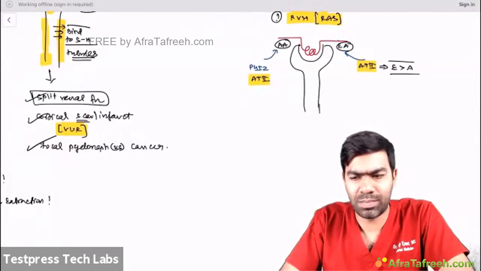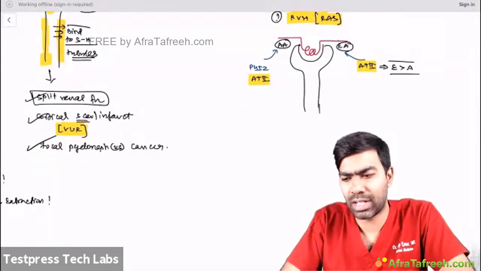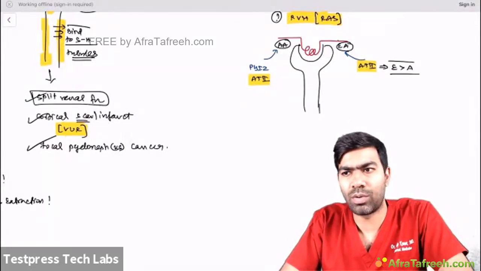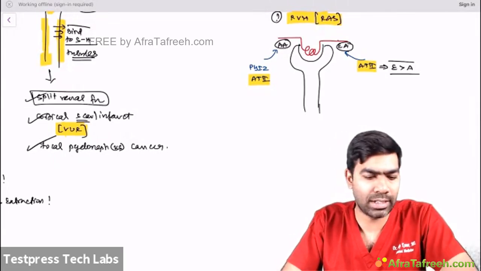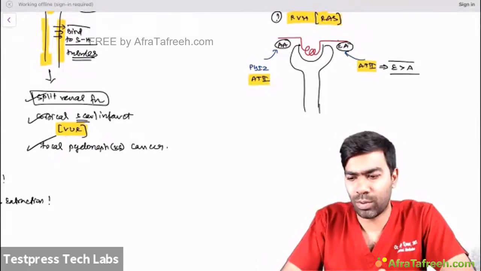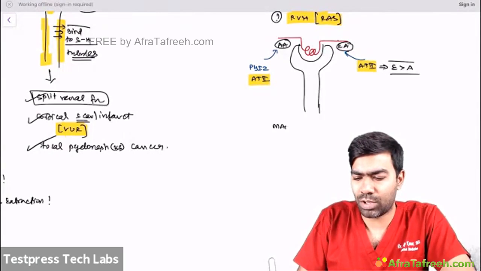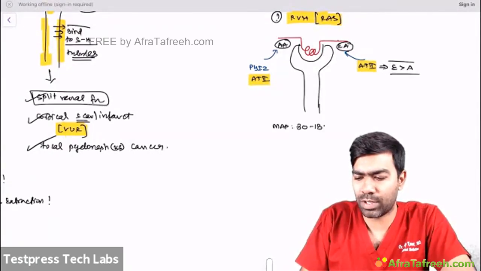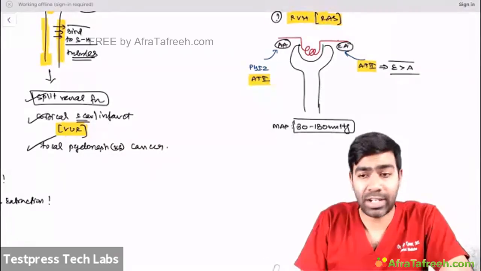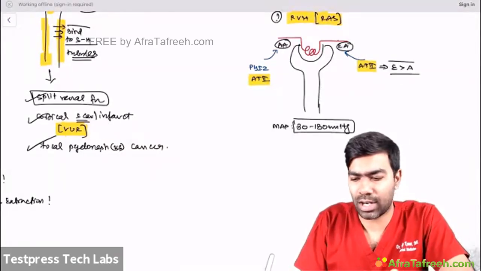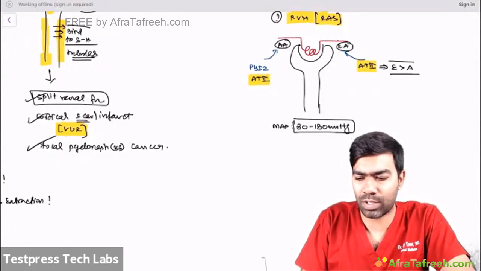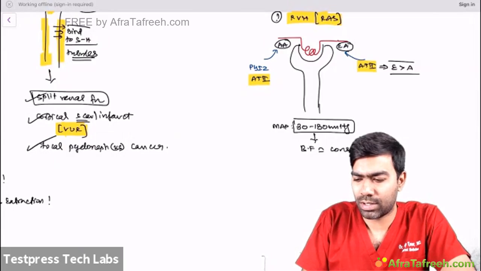So why do we have this principle in the first place? That is because we need to know what we mean by renal autoregulation. Kidneys can autoregulate their blood flow with a varying blood pressure of between 80 to 180 millimeters of mercury. At this range, there will be effective autoregulation. This is the autoregulated range of the kidney. At a MAP of 80 to 180 millimeters of mercury, the blood flow in the kidney will be relatively constant. And because the blood flow is relatively constant, GFR also will remain relatively constant.